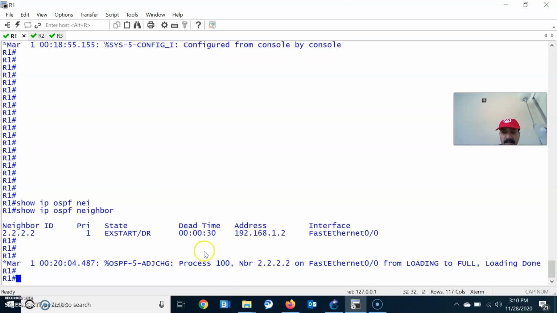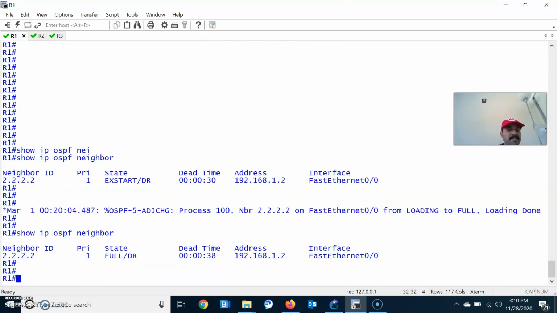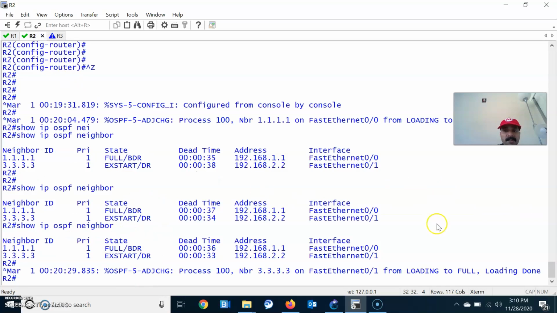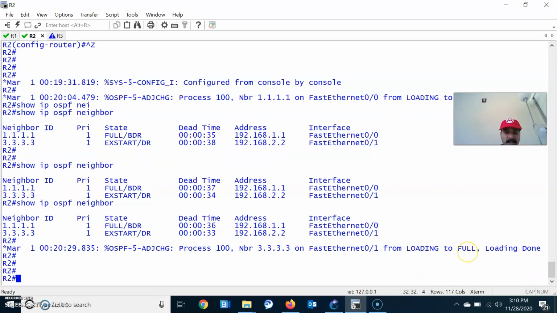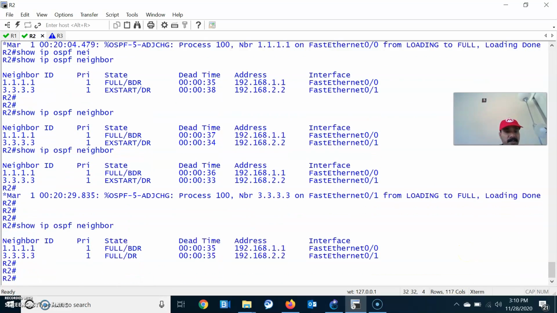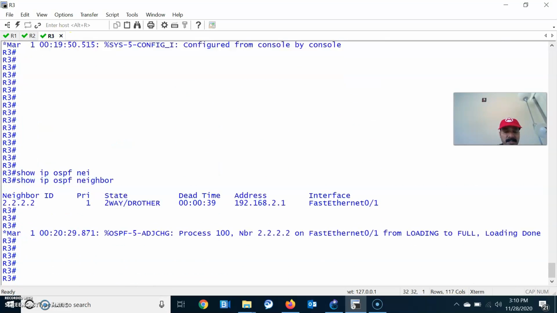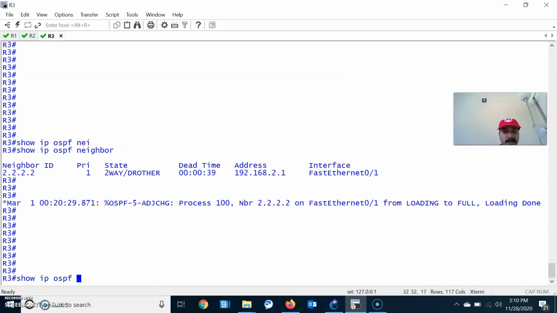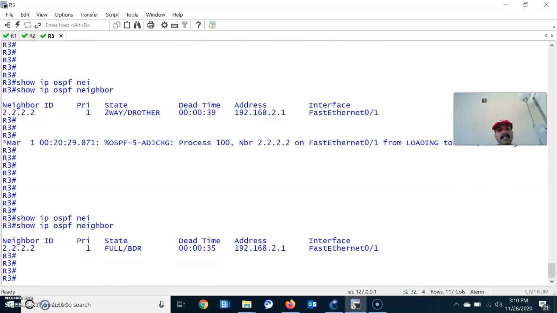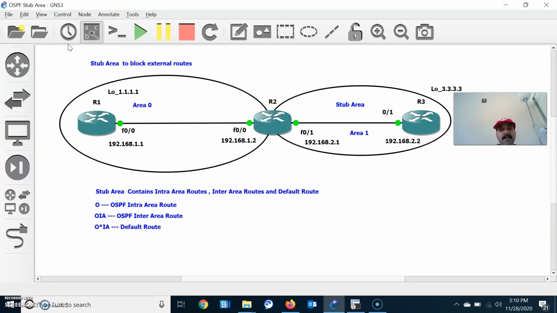Now let us check R1. It has already established a neighbor relationship. It should show Full/DR. Full means it is already synchronized with the neighbor. Similarly, R2 has also formed a full neighbor relationship. Similarly, go to R3 and check the neighbor. The first thing you have to always check is the neighbor relationship. Show ip ospf neighbor. It is already established.